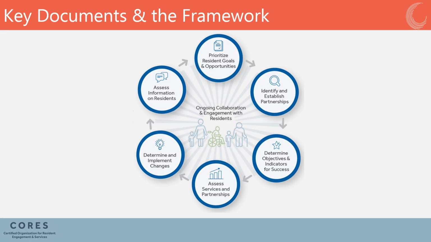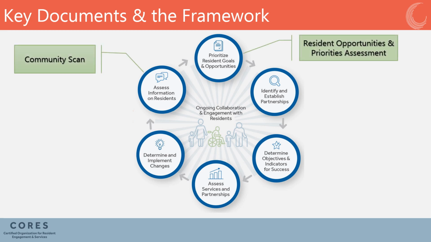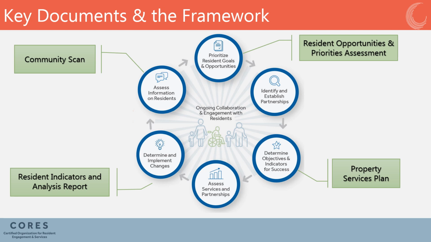Let's say we're starting with the process of developing a resident services program at a property. In general, I like to think of the community scan and resident opportunities and priorities assessment as where you are absorbing or taking in information. Then, the property services plan is a roadmap where you are laying out your plan to best serve residents. And lastly, the resident indicators and analysis report is more of a reflection or annual checkup to see what impact you are having, what's going well, and what might need to be changed. For the purpose of this exercise, I'm going to use a few examples along the way to give you a sense of the kinds of things we have seen highlighted in these threshold documents in the past.